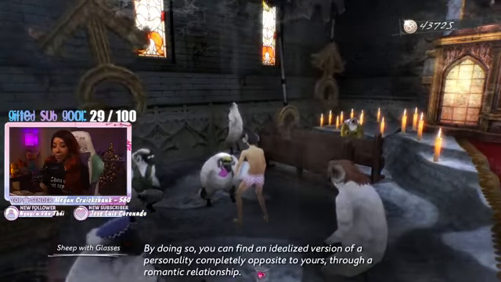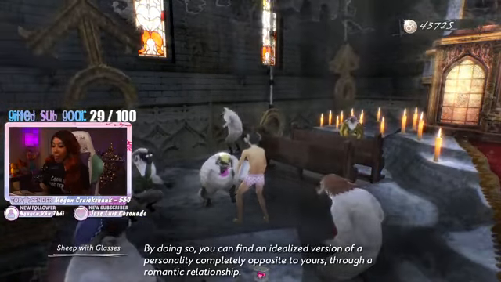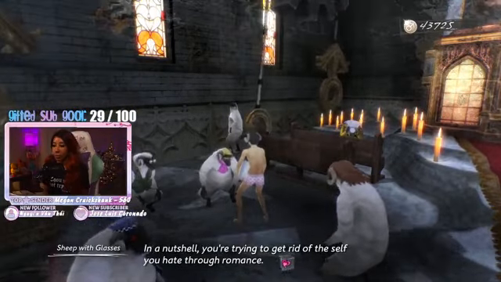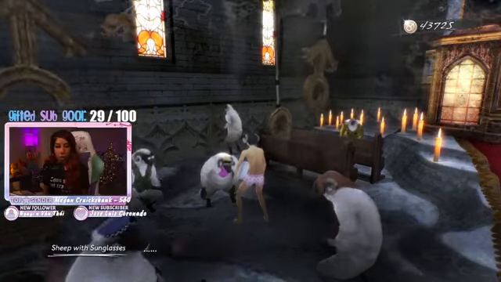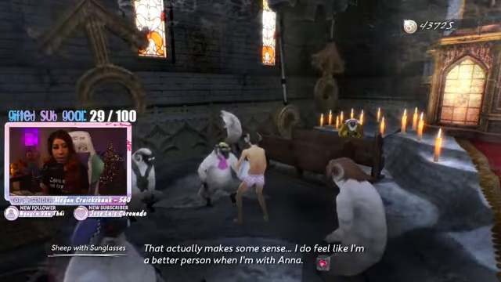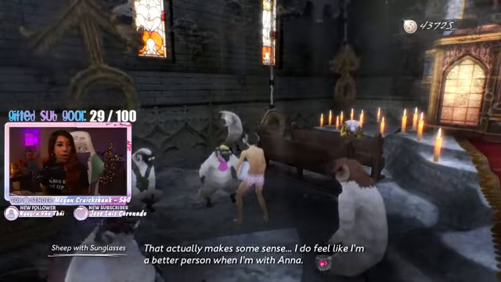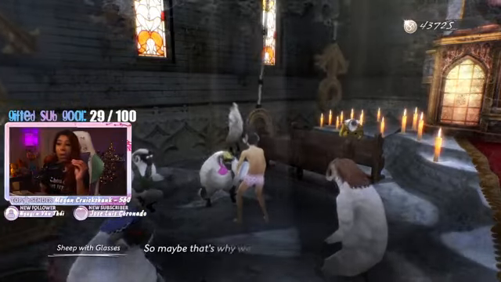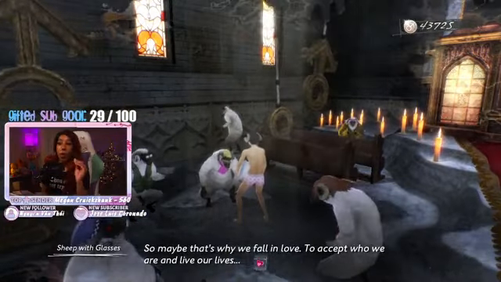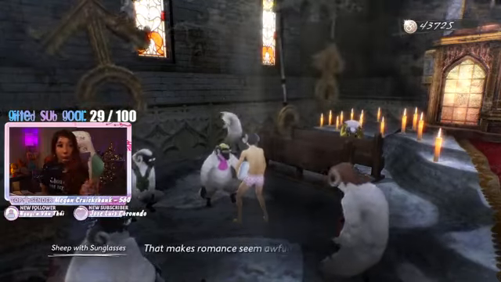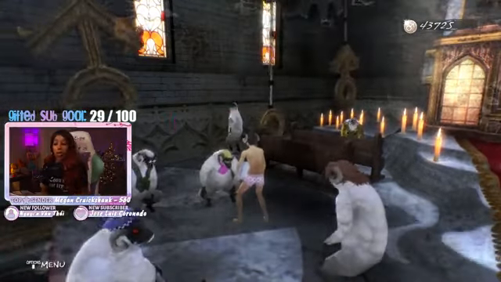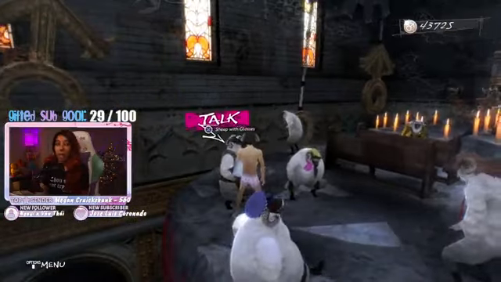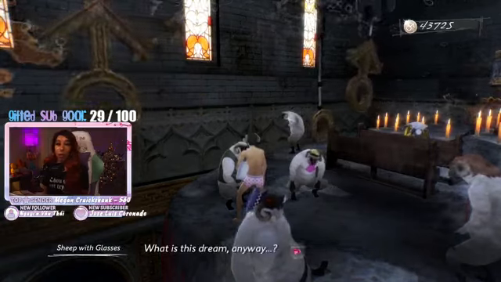Yes. In doing so, you can find an idealized version of a personality completely opposite to yours through a romantic relationship. Okay. In a nutshell, you're trying to get rid of the self you hate through romance. Oh, interesting. That actually makes some sense. I still don't know what the hell's going on. So basically, this is the dream. If whoever doesn't make it past these levels actually dies in real life. So it's like a curse. It's a curse that women put on these men, and basically they have to escape it to see if they're really faithful to their relationship or whatever.